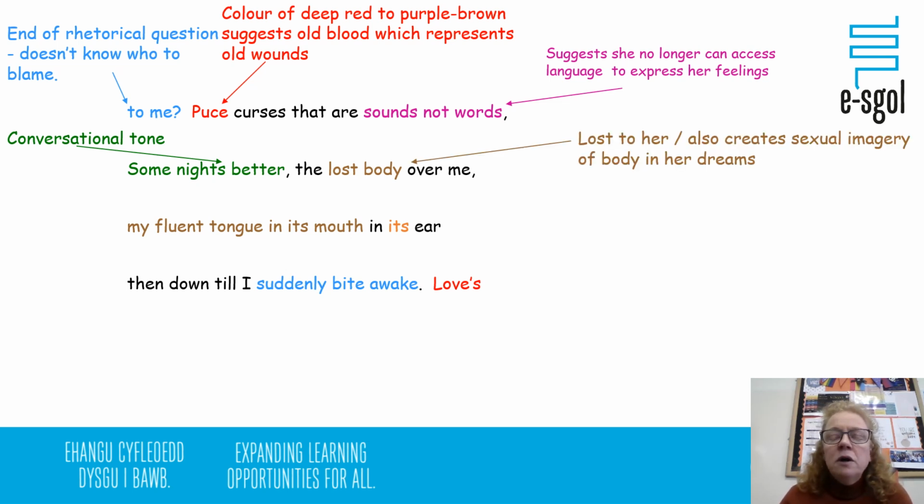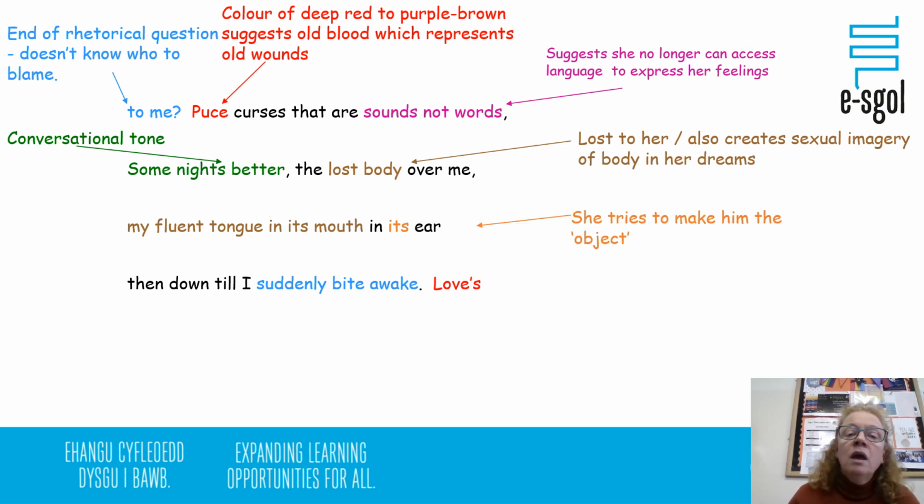The lost body over me. So it's lost to her, but obviously there's also that sexual imagery there with the idea of it being over her. Maybe she's dreaming about him in her dreams. Maybe she's going back to the memories that she's got of him.